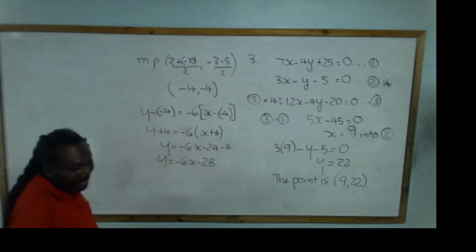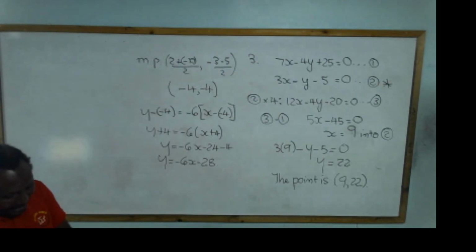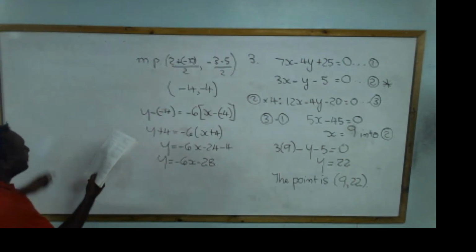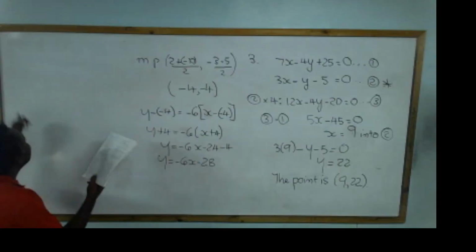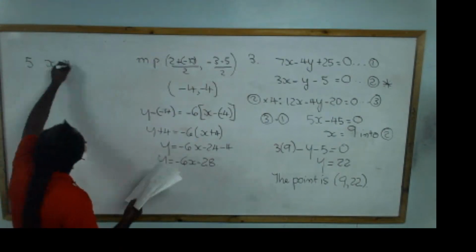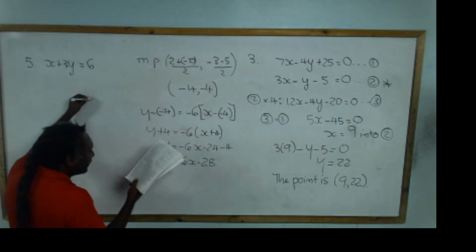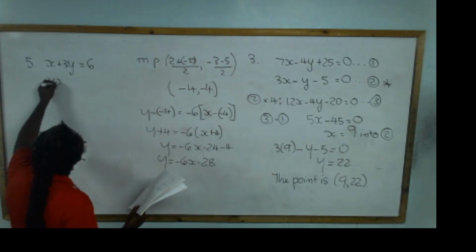You understand? So this is number 5, this is the last one that I'm going to do in the meantime. Determine the value of k such that the lines this and this are perpendicular. First, we turn them into slope-intercept form. And what's the next one? Next one is kx plus 2y equals 12.